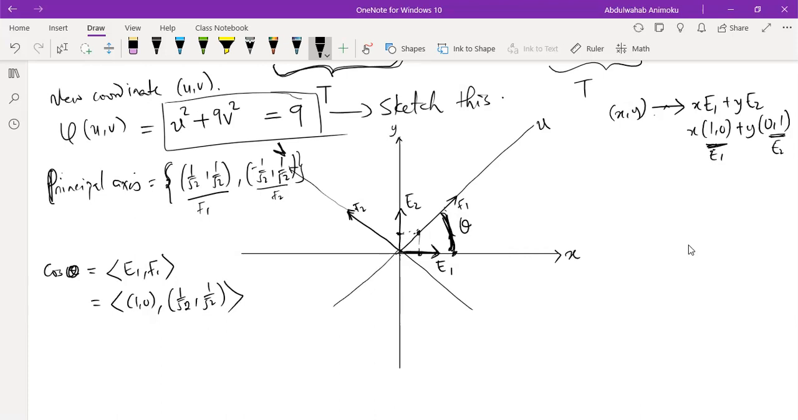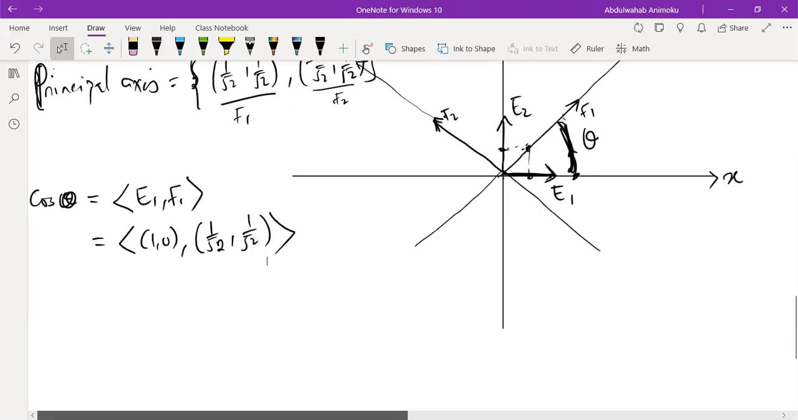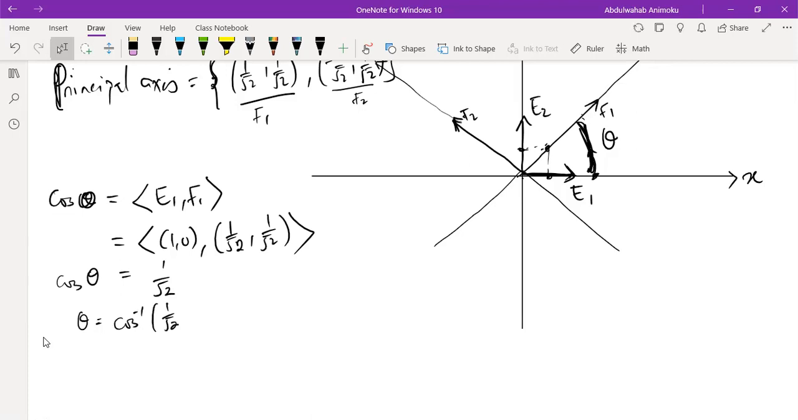Now when you find the inner product of this, what does that give us? This basically gives us 1 over root 2, because cos theta is equal to 1 over root 2, which means theta is what? Cos inverse of 1 over root 2, which is actually 45 degrees, right? So basically, you can also use the angle to determine how to draw the new coordinate. So this is 45 degrees.